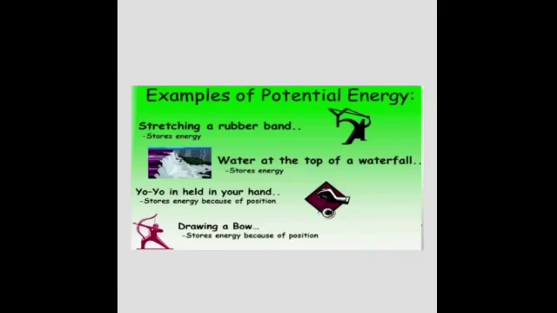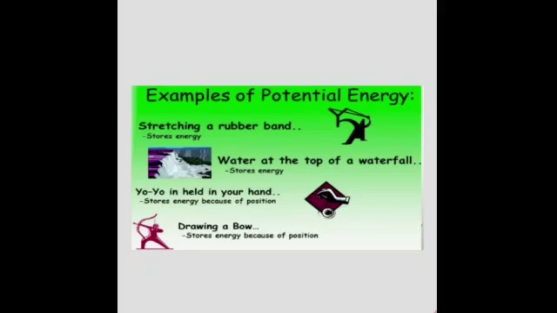Here we have some examples of this potential energy, like stretching a rubber band. When you are trying to stretch a rubber band, its position is changing, which means that the rubber band has some potential energy. Similarly, water at the top of a waterfall: if the water is running down from a waterfall, then its position is changing, right? So it possesses potential energy. And then stretching a bow: in case of stretching a bow, again the position has been changed, so it means that a bow possesses potential energy.